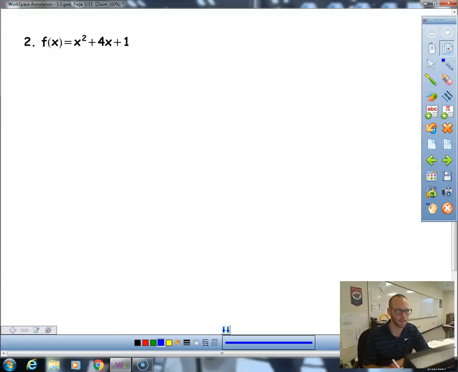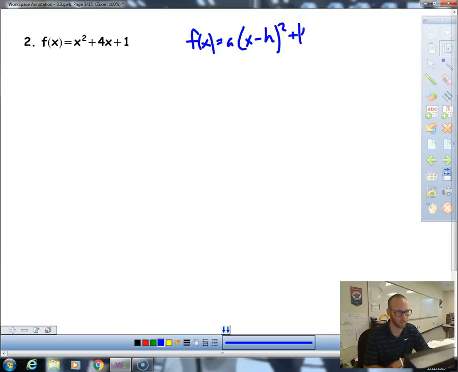How can I get this to look like that? Think about that for a second. All right, now that you've had a second to think about that and I've quenched my thirst, okay, how am I going to go from there to there? Well, this is a quadratic of the form ax squared plus bx plus c. Notice this is a factored form, right?